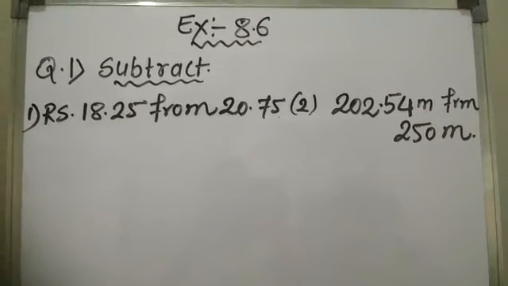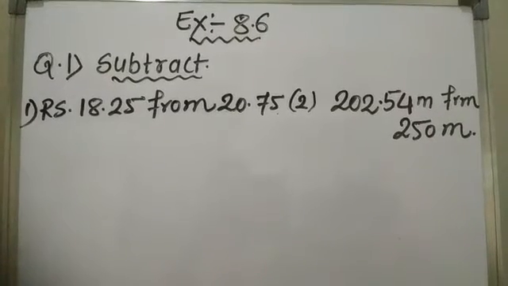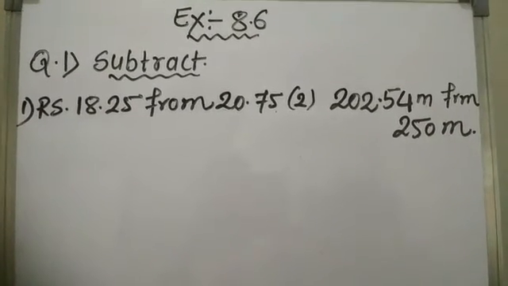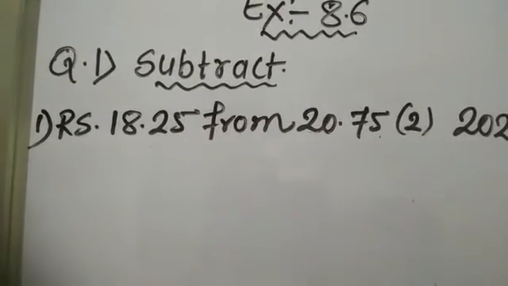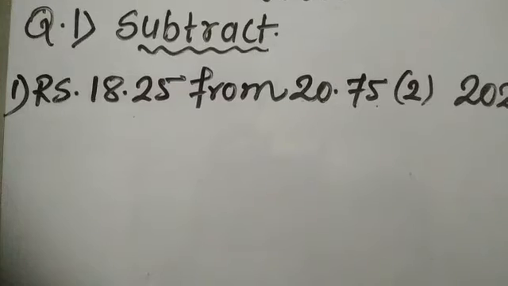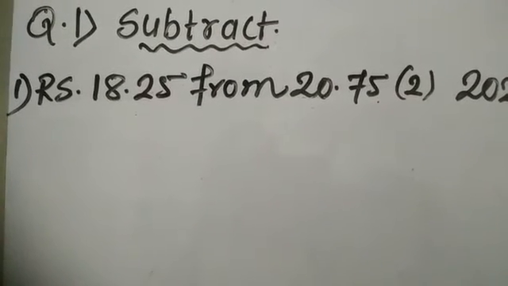Students, now we see the topic subtraction of decimals. Let's see some more examples given in the exercise 8.6. See the question number 1, subtract. Now let us solve the first example. Subtract 18 rupees 25 paise from 20 rupees 75 paise.